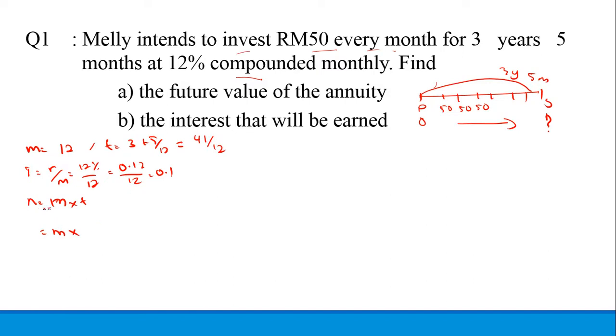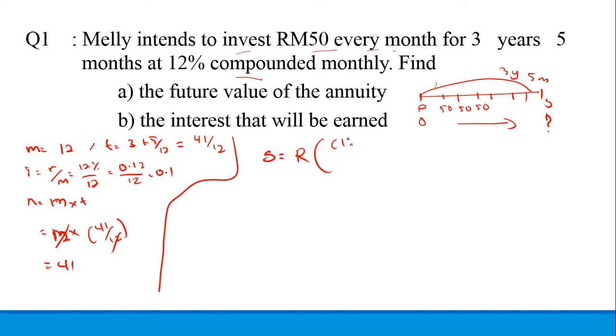And you know that n equals m times t, where m is 12, multiplied by 41 divided by 12. You can eliminate this 12, and you get 41. So this is what you need to find the future value. S equals R times (1 plus i) to the power of n minus 1, divided by i.